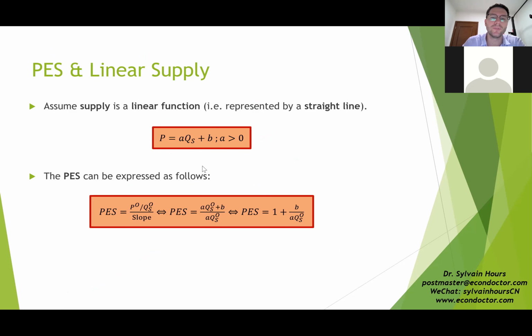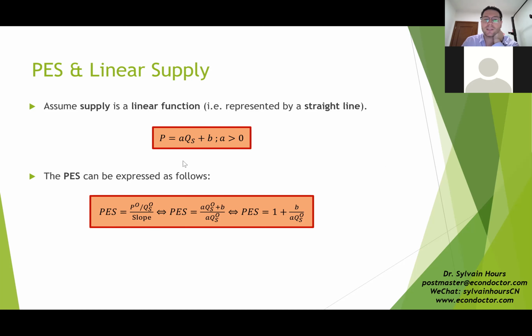Basically, if you want to prove it to your kids, if they like math, this is how you can prove it, but you don't have to do it. Okay, usually I don't do it. If supply is a straight line, then the equation is something like that, okay? Just like y is equal to ax plus b. So here it's not y, it's P, it's not x, it's Qs, but okay. And because the supply is upward sloping, the slope is positive. Okay. Now you can actually calculate the PES.